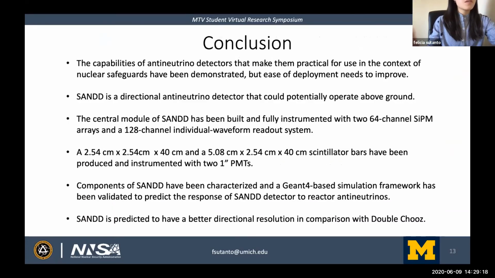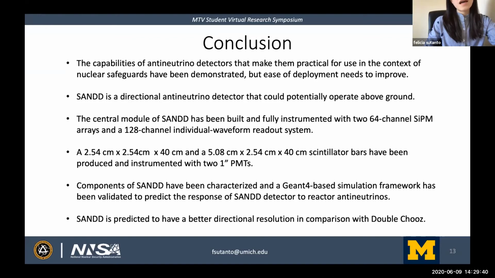Okay, so to conclude my talk, reactor monitoring using antineutrinos has been demonstrated many times. However, the ease of deployment certainly needs to improve. SAN is segmented and employs pulse-shape discriminating solid-state material. This could potentially allow SAN to be deployed above ground. And further fine segmentation of SAN leads to better spatial resolution, which is critical for directional sensitivity.